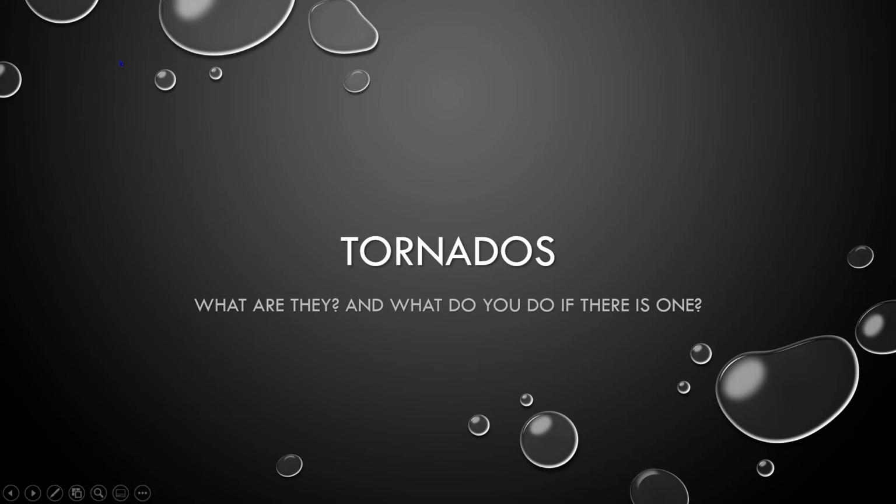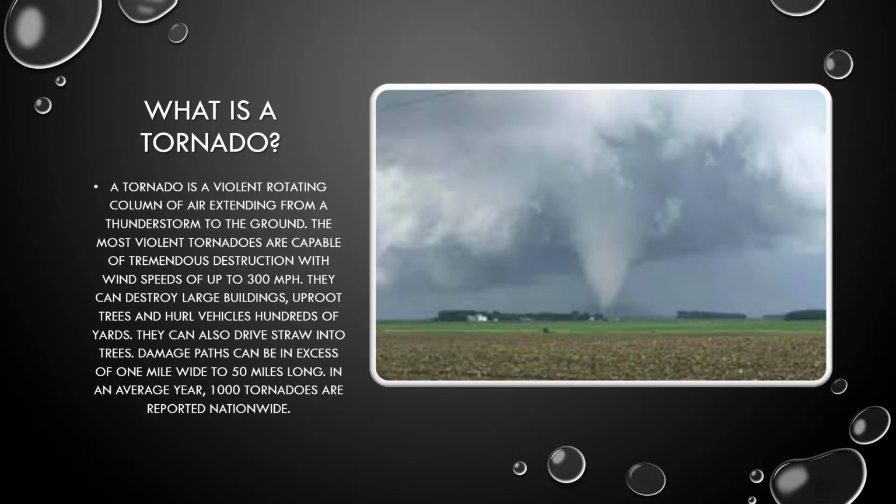Hey guys, today we're going to talk about tornadoes, what they are, and what do you do if there is one. So, what is a tornado? A tornado is a violent rotating column of air extending from a thunderstorm to the ground.